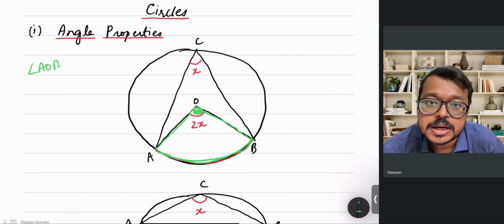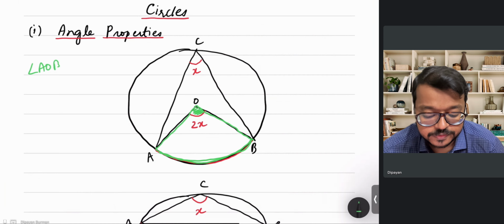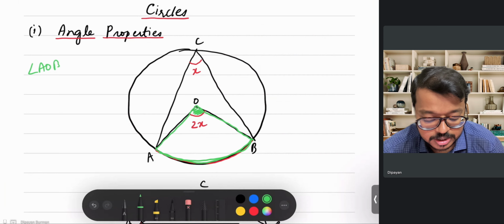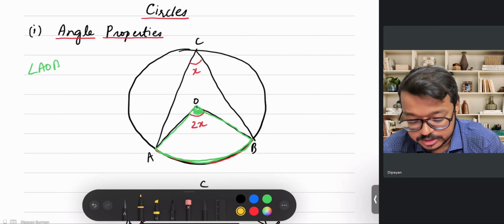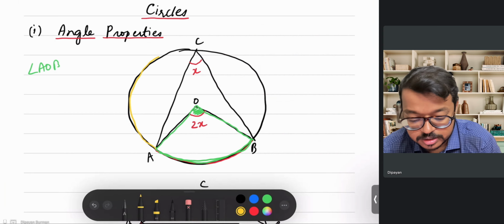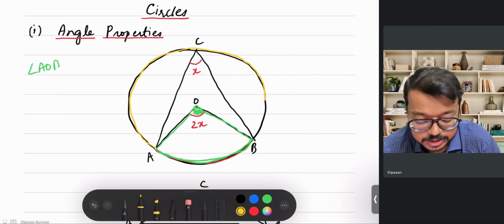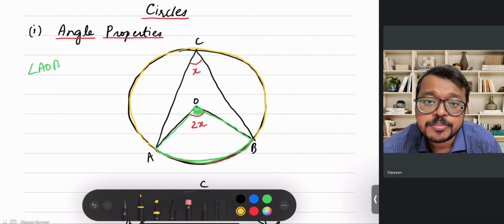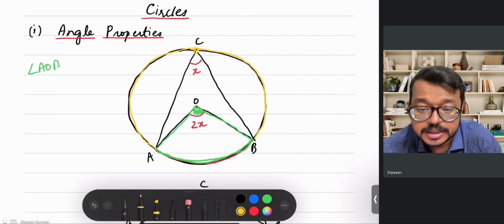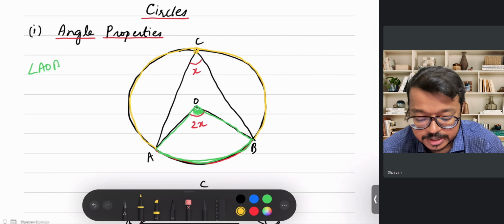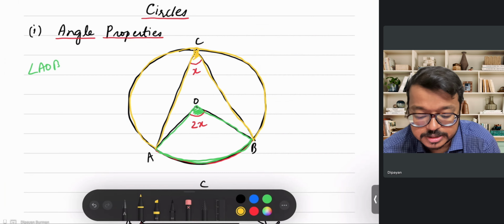Now the same arc AB can also subtend an angle at the remaining part of the circle. So if I exclude the arc AB, I have this entire portion of the circle remaining. So if I choose any point, let's say I choose point C, then I am making angle ACB at the remaining part of the circle, angle ACB.